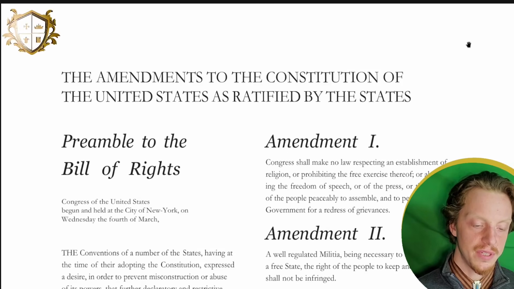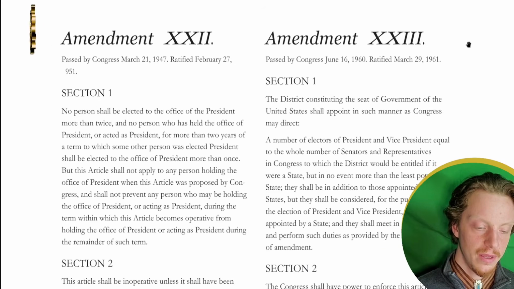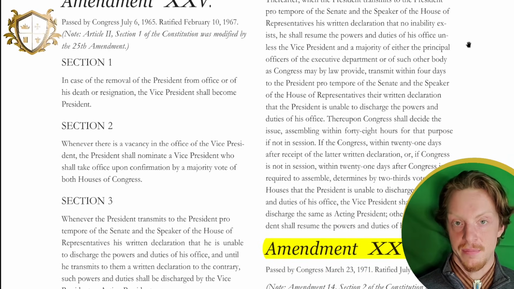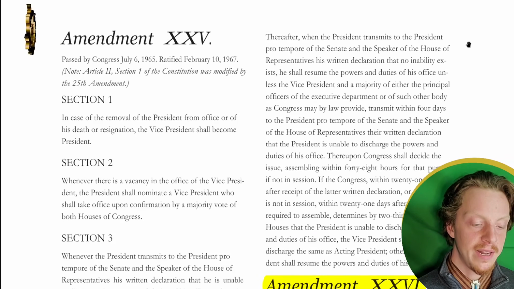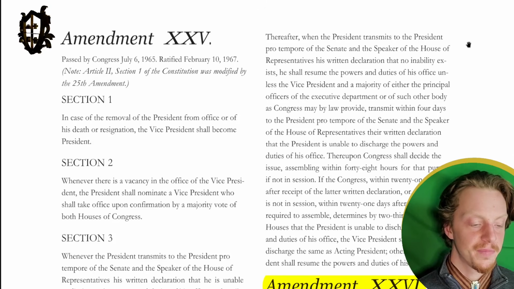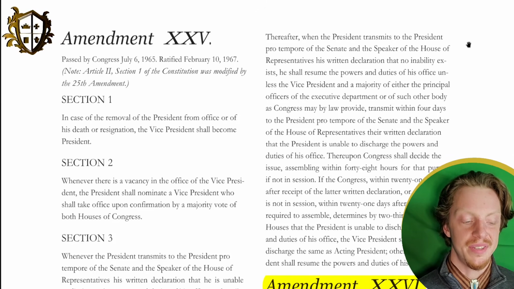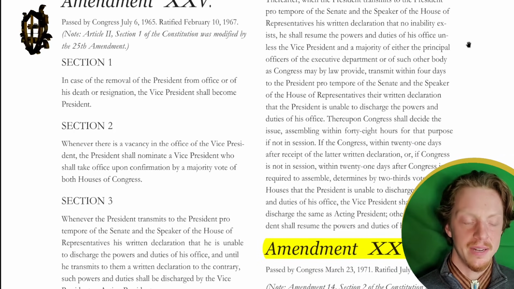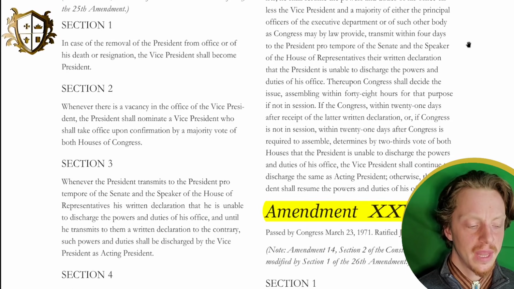Okay, so let's skip on down to Amendment 25. So there's already one mode that we can take up besides Amendment 25, impeachment. Amendment 25, ratified in 1967, says this. Section 1. In case of the removal of the President from office or of his death or resignation, the Vice President shall become President. Why did that need to be added? That was already in Section 2 of Article 2, excuse me.